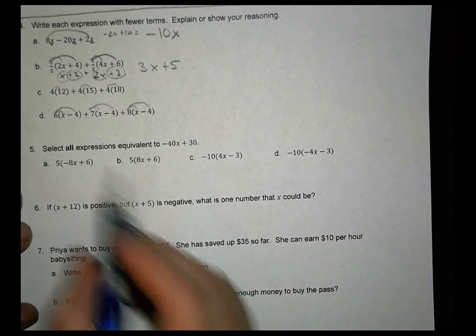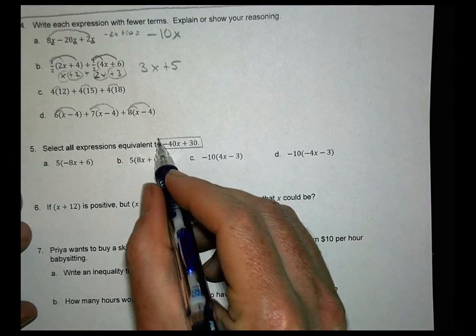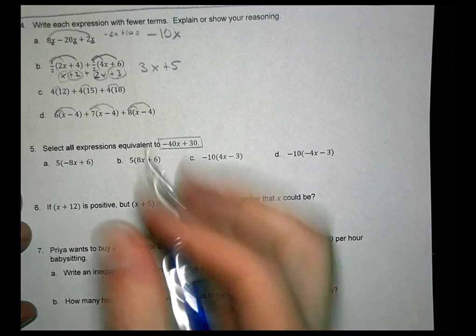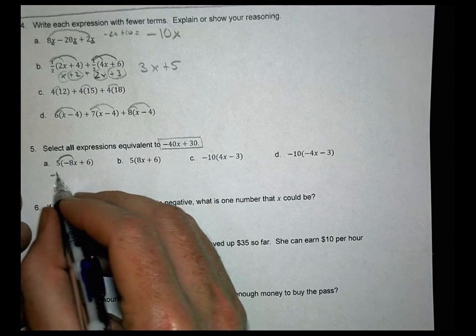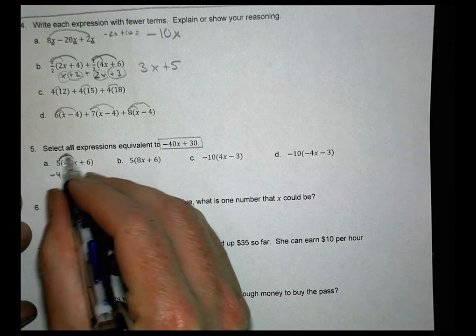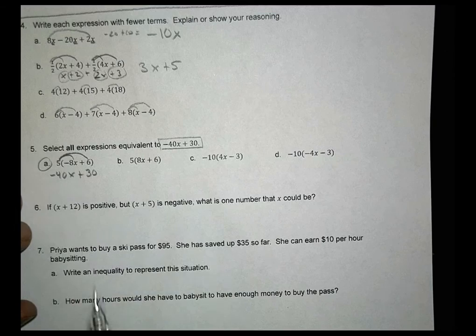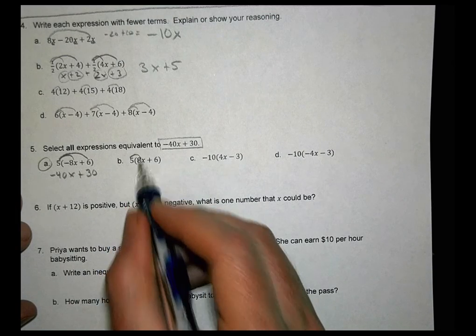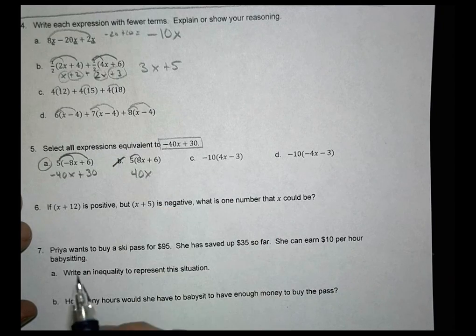Alright, 5. Select all expressions that are equivalent to negative 40x plus 30. Alright, well, let's just do a couple here. Does this work? 5 times negative 8x is negative 40x. 5 times 6 is 30. And that seems to be okay. How about 5 times 8x? That's a 40x. We already know it needs to be negative, so we could say nope.